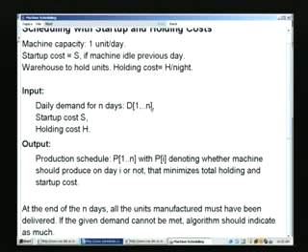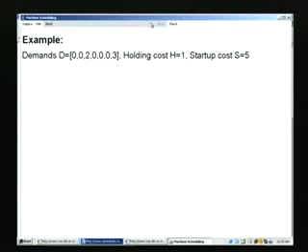Let me now take an example to illustrate this problem better. In this example, this is the demand vector that is given to us. What this means is that on day 1, nothing needs to be delivered. Day 2, nothing needs to be delivered. On day 3, there is an order of 2 units which has to be delivered. Day 4, day 5, day 6, nothing has to be delivered. And on day 7, there is an order of 3 units.